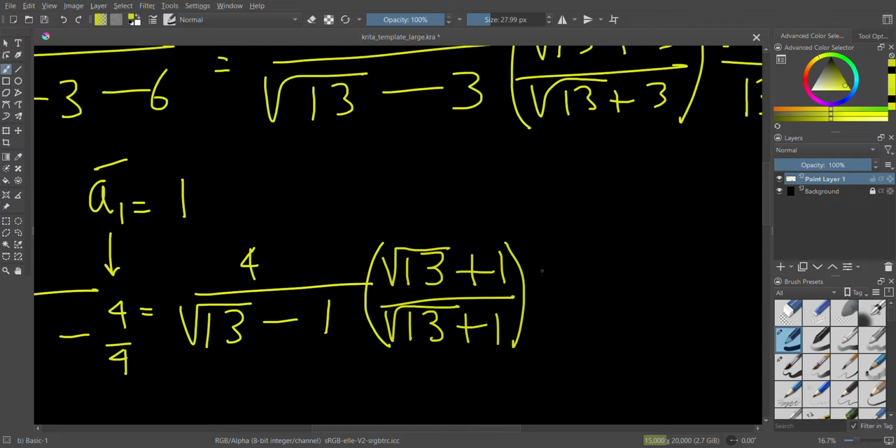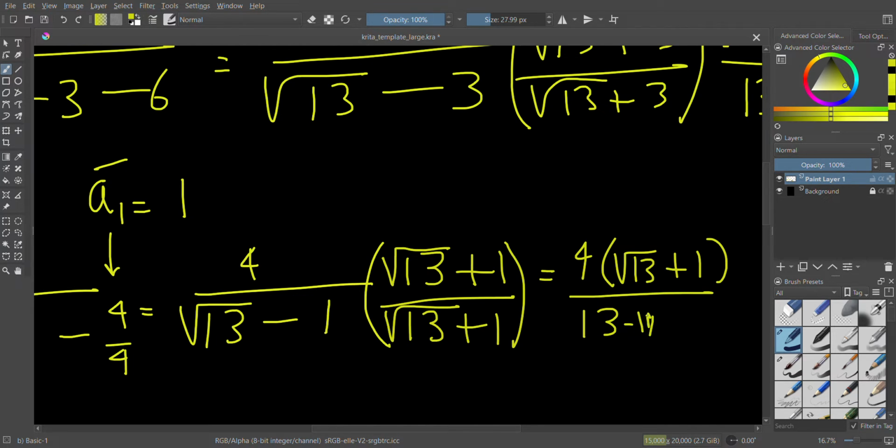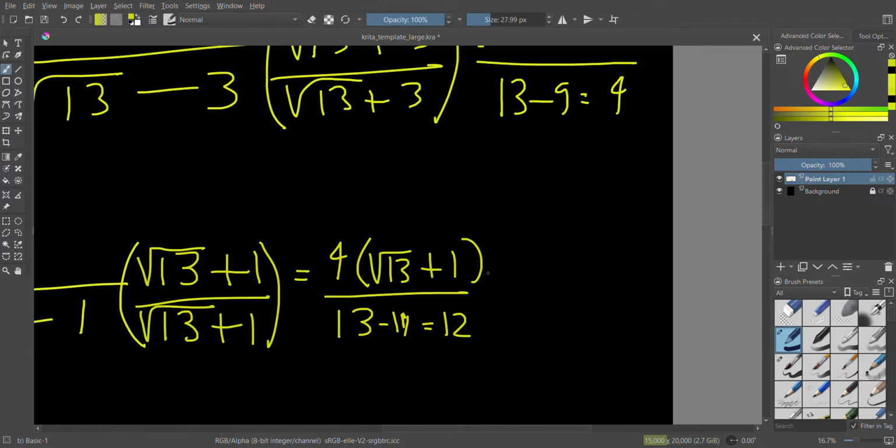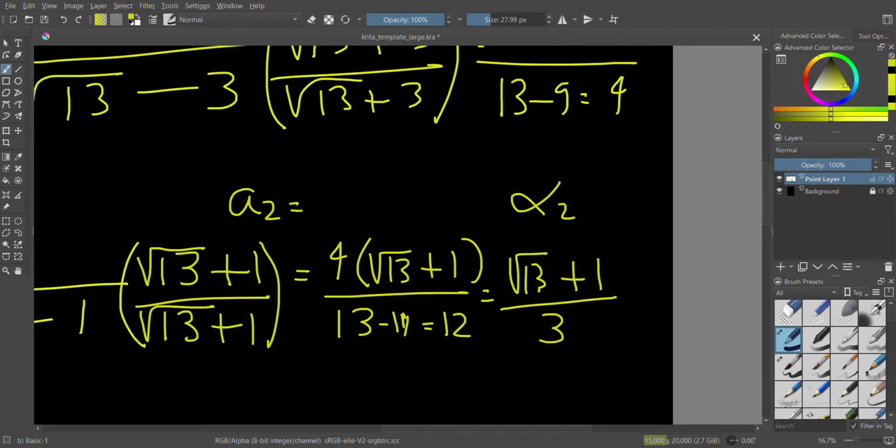This equals 4 times square root of 13 plus 1, and then 13 minus 1 equals 12. And so then my alpha sub 2 is equal to square root of 13 plus 1 divided by 3. And my A2, this is like 3.5, 4.5, is 1. A2 is 1.